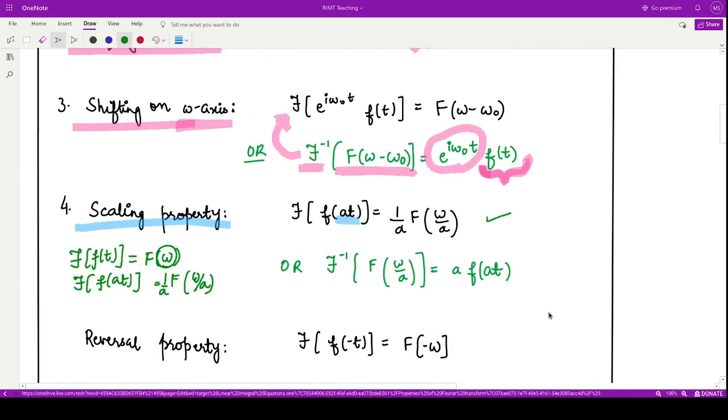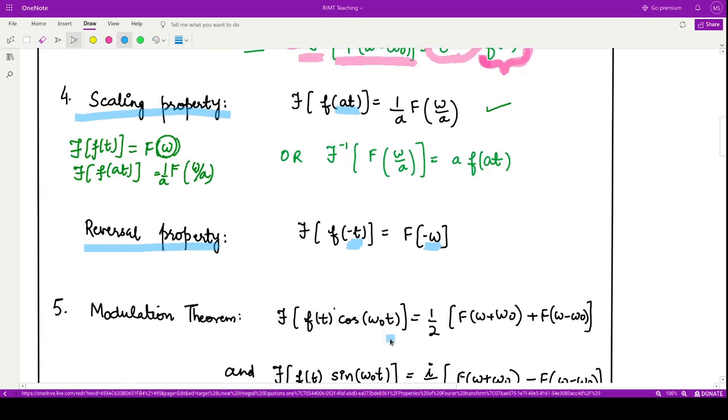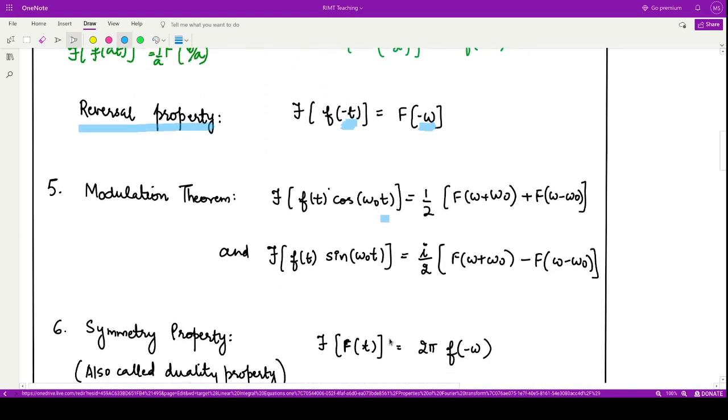Next, a particular case of this scaling property is the reversal property. It tells you that whenever you want to calculate the Fourier transform of the function of minus t, it would simply be the Fourier transform at minus omega, right? Okay, so we have the next property, which is the modulation theorem.